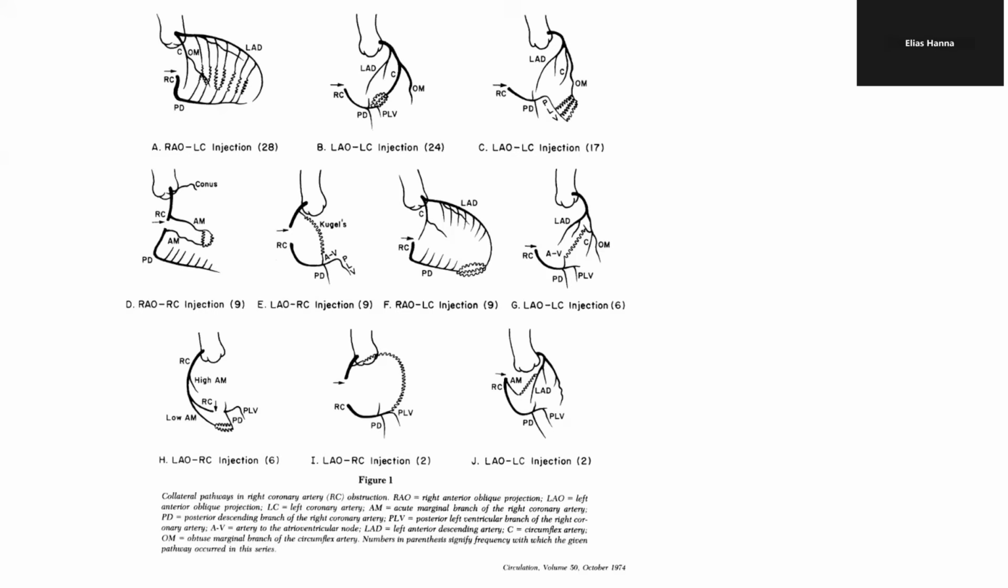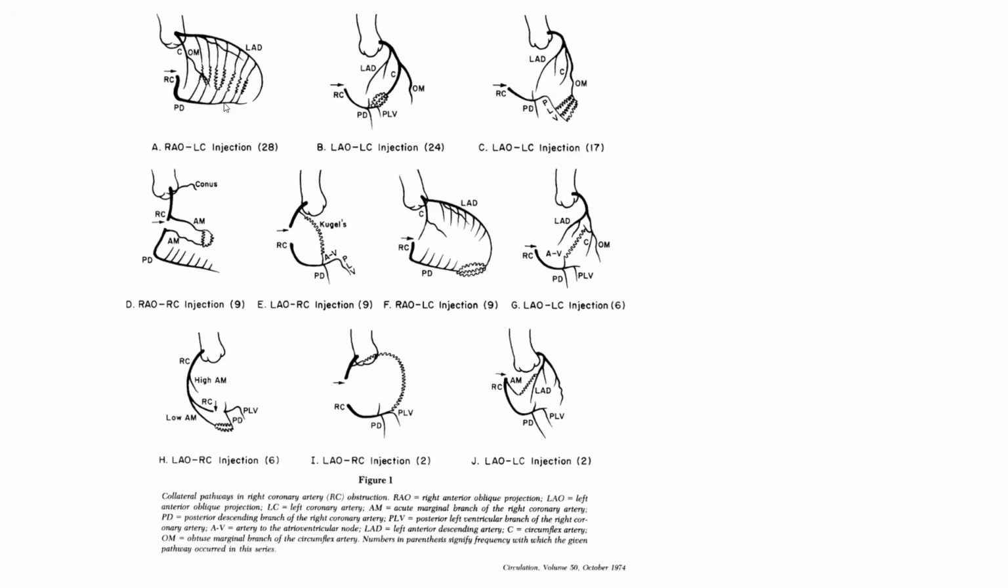Now I want to move on to describe collateral formation, types, and grades. Collaterals form from branches in proximity, in the neighborhood. So you need to understand collateral forming. And that will be important for you if one day you do CTO.